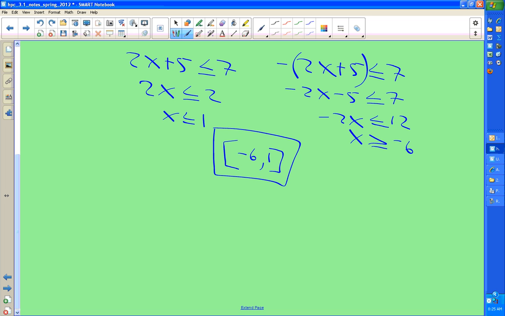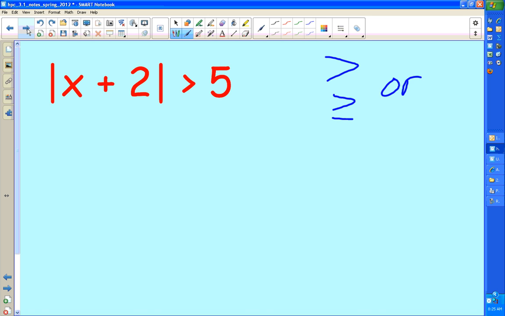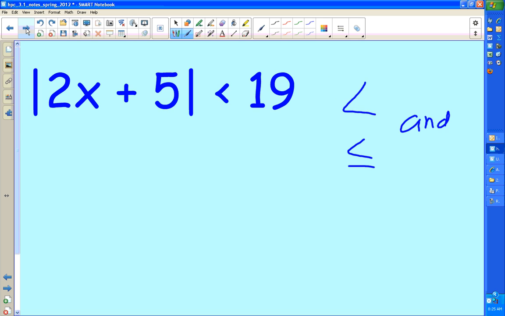Good? It'll take a little bit of time to get used to this notation, but once you get it, it's pretty easy. When you have absolute value greater than, either greater than or equal to, you have an or situation. That means you have to do a union. If you have absolute value less than or equal to, you have an and situation. That means you're going to have one interval as your solution, an overlap.